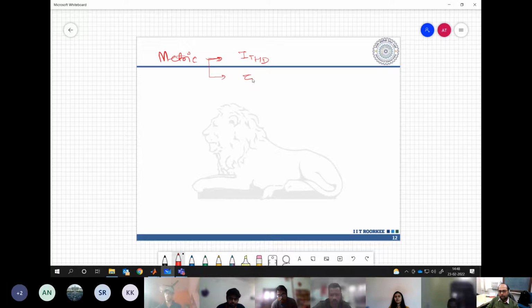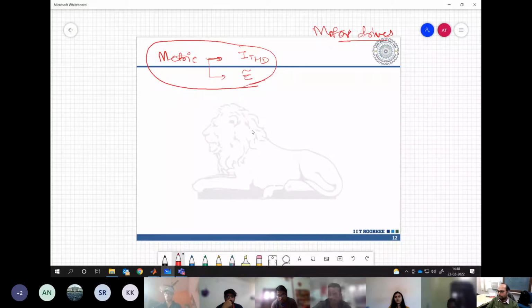And second is the torque ripple. Whenever we have a motor drive application, these are two very important things. Whatever you feed at the motor terminals, ultimately you should have these two things in control. So anything we are feeding to the motor can be judged on this basis. How is the quality of input voltage? You can judge on the basis of how good your current THD is. So what is the best current THD?